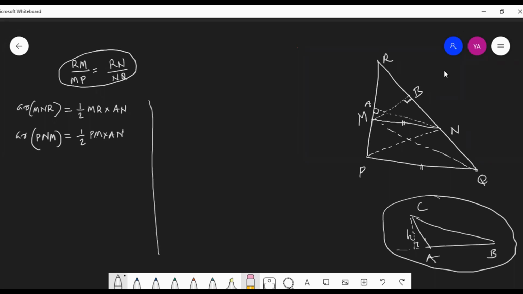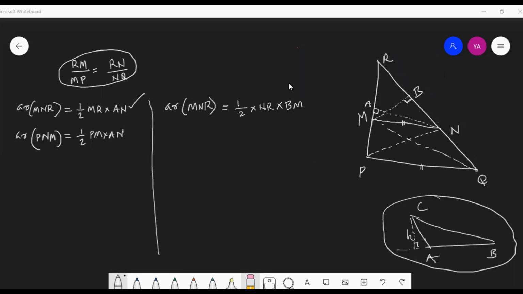Now the area of MNR again. We already discussed MNR here. If NR is taken as the base, how will the area of triangle MNR come? Half into NR into BM will come, because BM is the perpendicular distance, or the height of the triangle, from the side NR to the vertex M. So if NR is taken as the base, the height of the triangle will be BM.